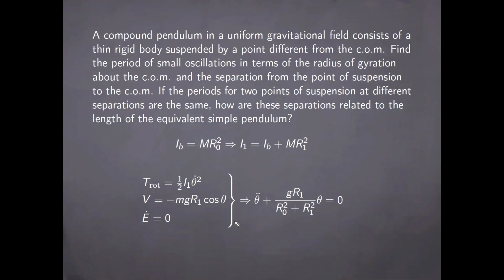So putting all of these together, we obtain immediately the equation of a simple harmonic motion for oscillations having a low amplitude, and the squared frequency of oscillation is going to have the value here given in terms of the radius of gyration of the compound pendulum and the separation distance from the center of mass to the point of suspension.